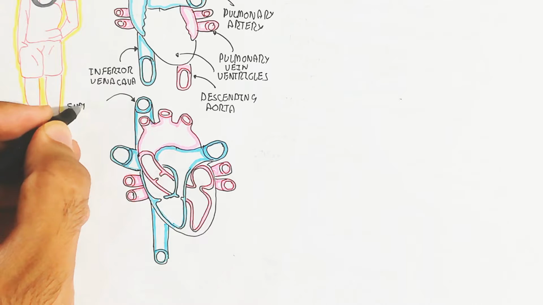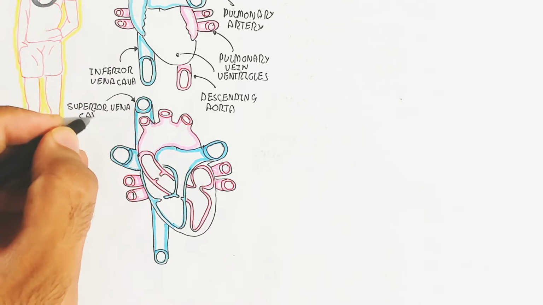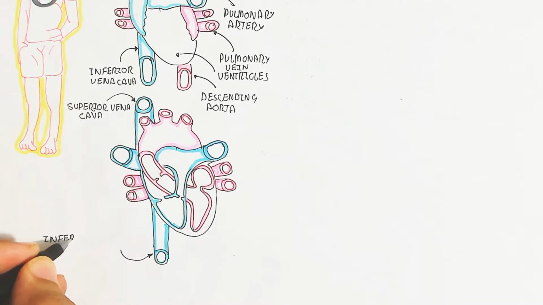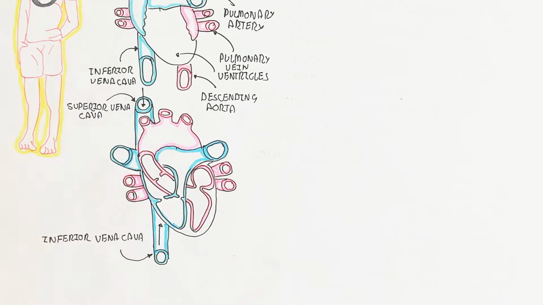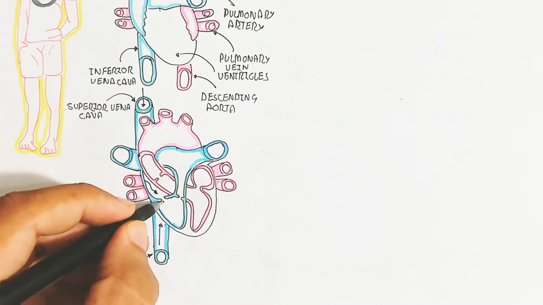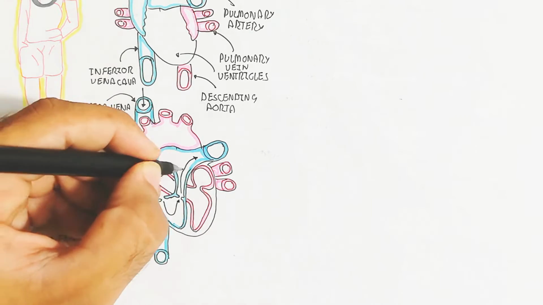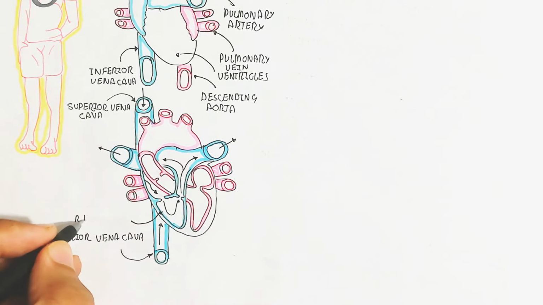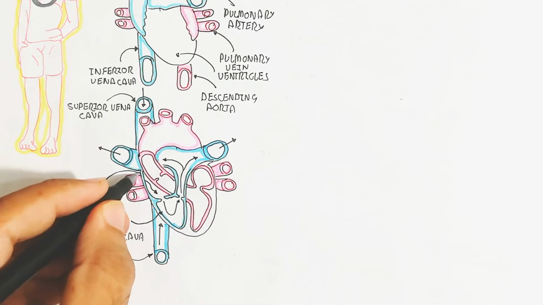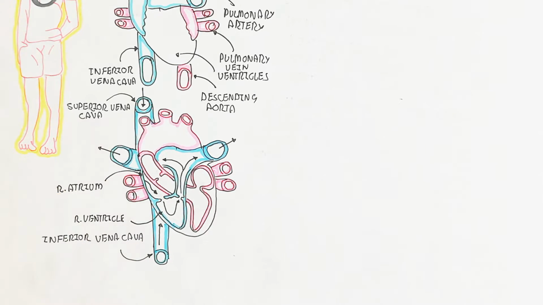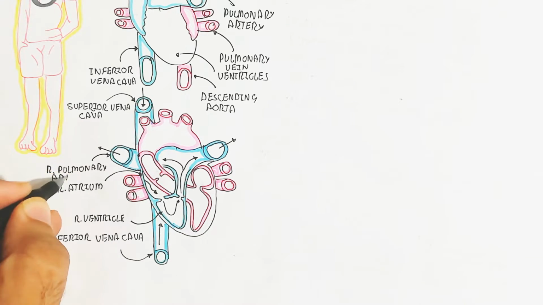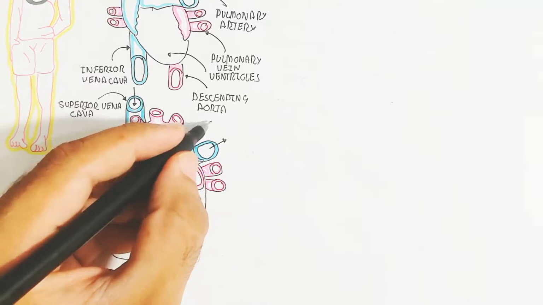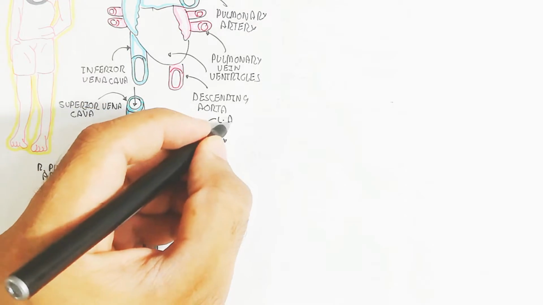So this is the heart diagram, which is the cross section. You can understand this is the superior vena cava and inferior vena cava, which carry the deoxygenated blood toward the right atrium to the right ventricle through the atrioventricular valve, toward the pulmonary valve and the lungs, through the pulmonary artery. And this is the right atrium and right ventricle. And this right pulmonary artery and left pulmonary artery contain deoxygenated blood.